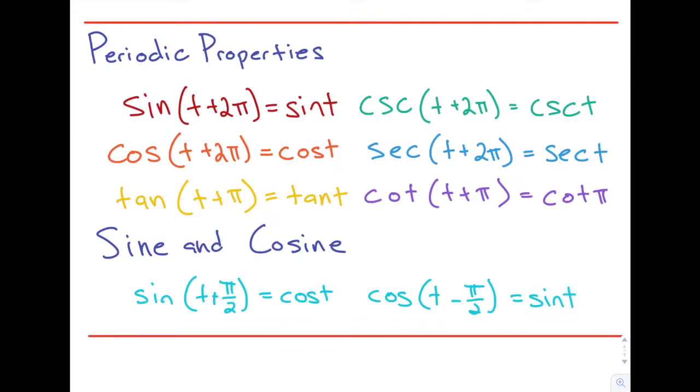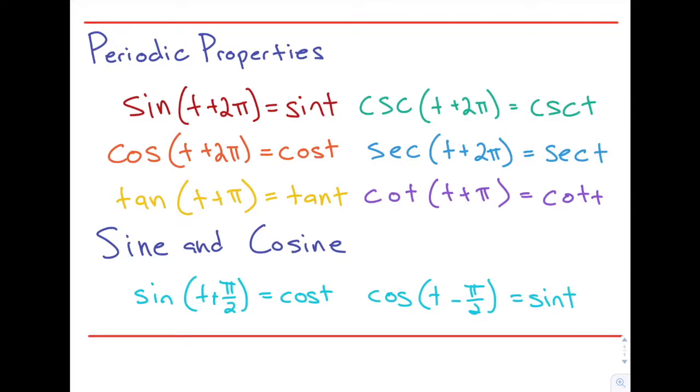Summarized, sine of t plus 2 pi, or minus 2 pi, equals sine of t. Cosine of t plus 2 pi equals cosine of t. Tangent of t plus pi equals tangent of t. Cosecant t plus 2 pi equals cosecant t. Secant t plus 2 pi equals secant t. And cotangent of t plus pi equals cotangent of t.